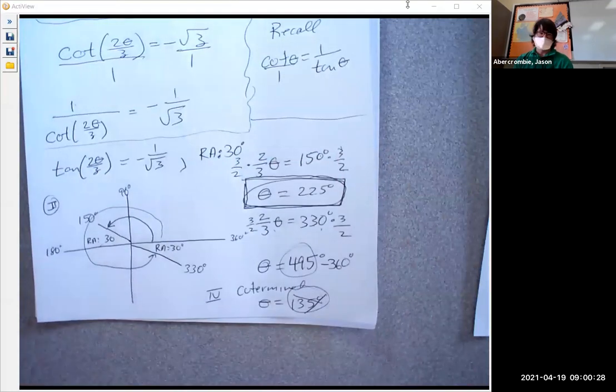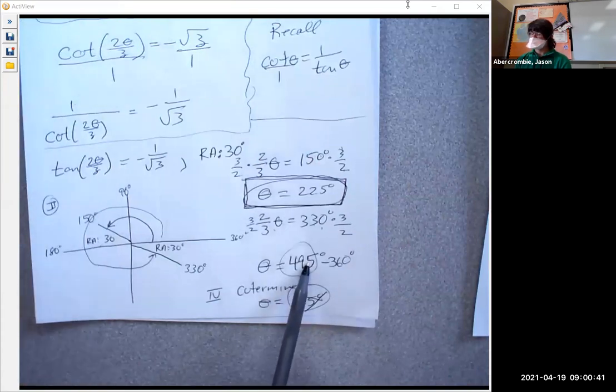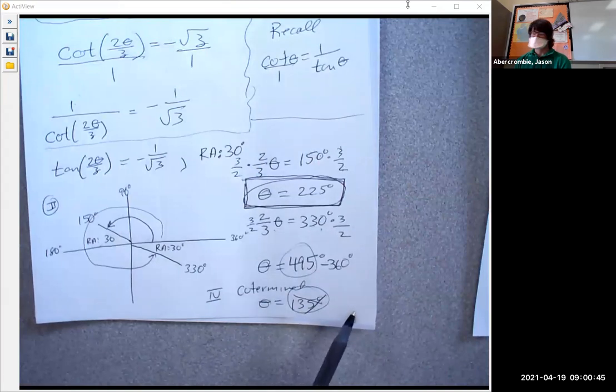That one's kind of some tricky business. It is coterminal. 495 is coterminal with 135. But when you start multiplying 495 times 2/3 versus this times 2/3, they come out to be in different quadrants. So that's why I think I would be careful there by just knocking off a lap.